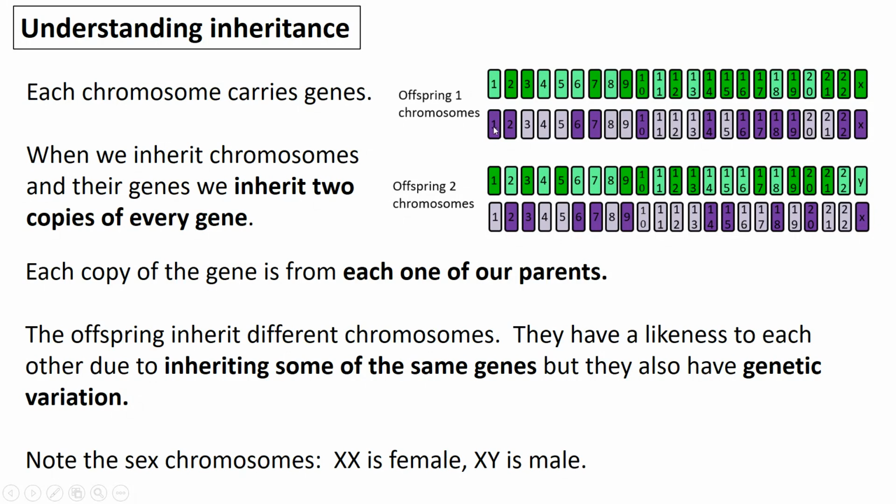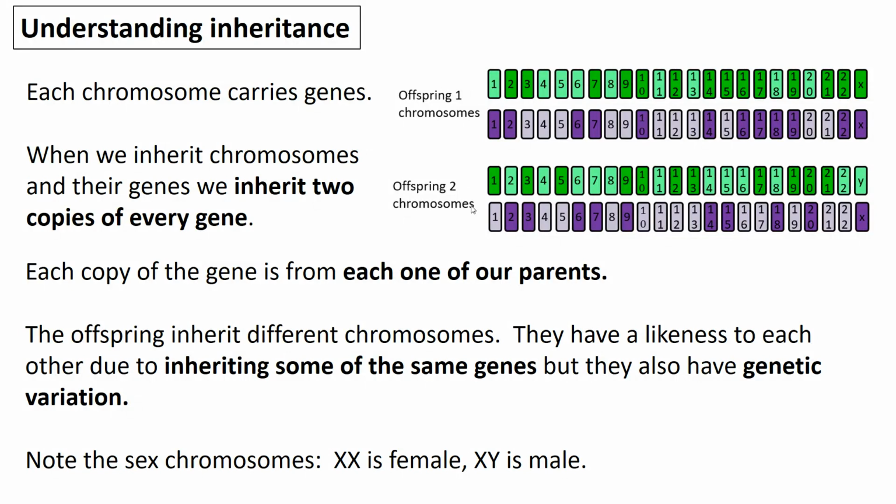from the dad and a purple one from the mum, and they've got a green one from the dad and a light purple one from the mum. So they have actually inherited different chromosomes, so they will have differences to each other. So each chromosome carries genes, and when we inherit chromosomes and their genes, we inherit 2 copies of every gene. Because all of the genes on chromosome 1, remember, are the same on the other chromosomes 1, but maybe with slight differences, but it's the same gene.